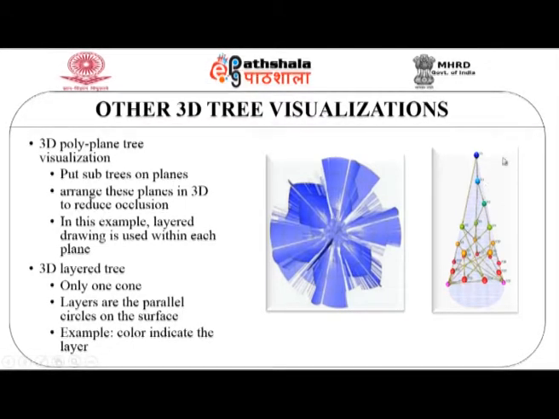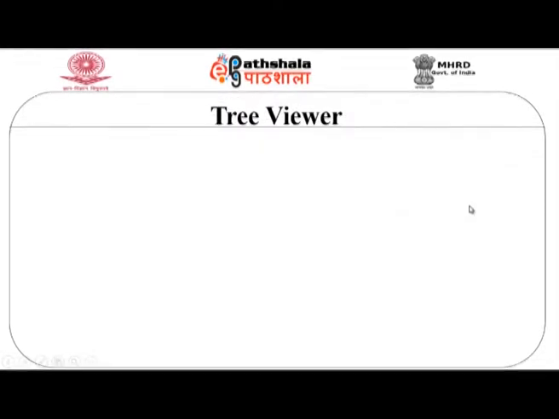This is another example of a 3D layered tree. Here there is only one cone representation, and the layers are parallel circles on the surface. On the surface you place the layers in the form of parallel circles. Here the example shows various colors which indicate various layers of the circle. So the rose color balls indicate the bottommost layer of the circle, and the blue color balls indicate the topmost layer of the circle.